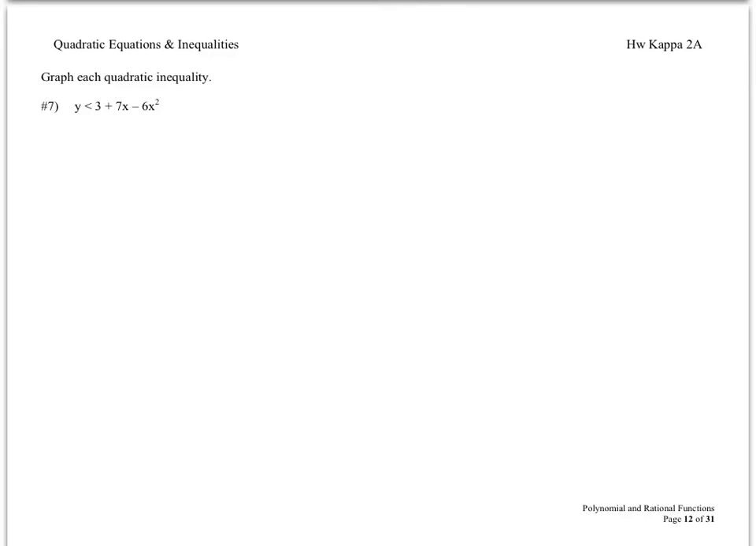I'm telling you that when you do these problems and it doesn't tell you the order in which to do things, I want you to find the x-intercepts first to see if you can factor it. To find the x-intercepts, take the boundary of this equation, which would be y equals 3 plus 7x minus 6x squared, and set it equal to 0. Replace y with 0. To find the x-intercepts for this, we're going to see if we can factor it.